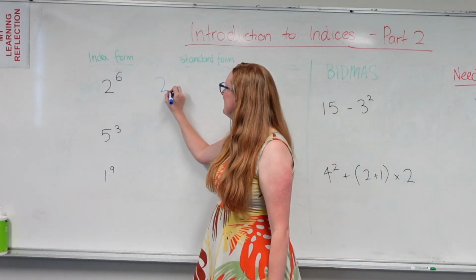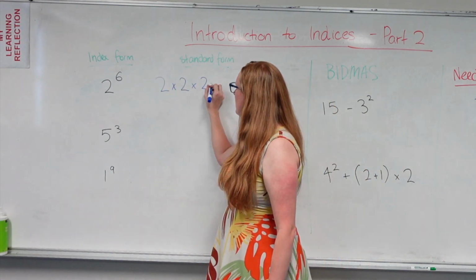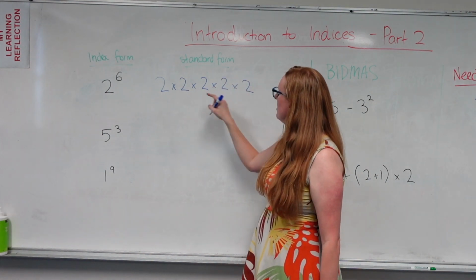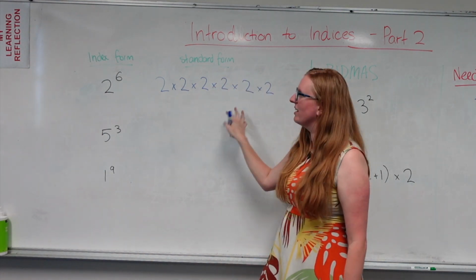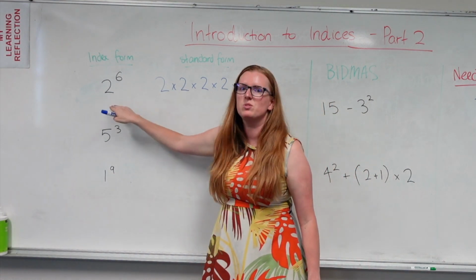It means 2 times 2 times 2 times 2 times 2 times 2. 1, 2, 3, 4, 5, 6 twos, okay? The 6 tells you how many 2s there are.